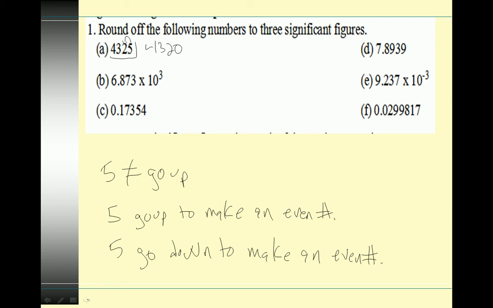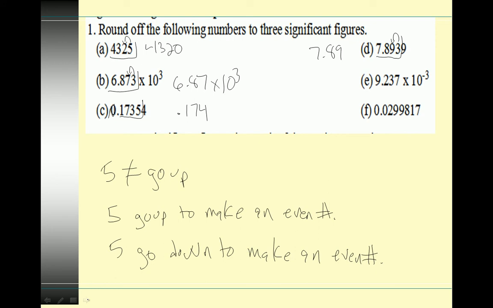To round to 3 sig figs, look at the first 4. Does 3 round up to 7? Nope. So 6.87. Notice I leave off the 0 times 10 to the 3rd. This one, dummy 0. Look at the first 4. 1, 2, 3, 4. Does 5 round up to 3? Yep, to make it even. 0.174. So round to 3, look at the first 4. So 1, 2, 3, 4. Does 3 round up 9? Nope.